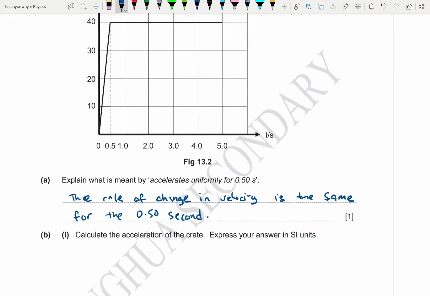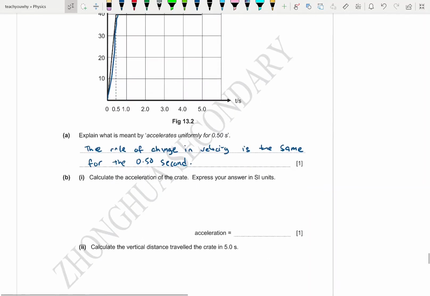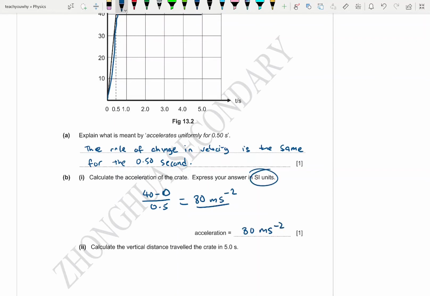Calculate the acceleration of the crate. Express your answer in SI unit. So all you need to do is find the gradient. In this case, quite straightforward. So the gradient is 40 minus 0 over 0.5, which is 80 meters per second squared. Okay, because they want it in SI unit, this is how we express it in SI unit.